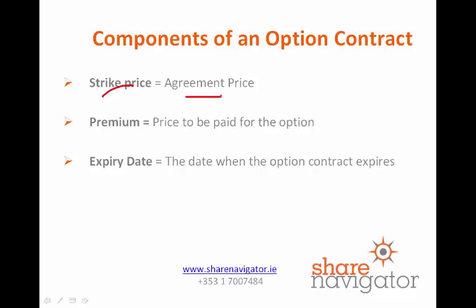So if you think of a call option, for example, a call option will give you the right to buy shares at a date in the future. The strike price is the agreement price, or the price that you want to buy the shares at, at a date in the future. The premium is the price that you're going to pay for the option, and the expiry date is the date at which the option contract expires.